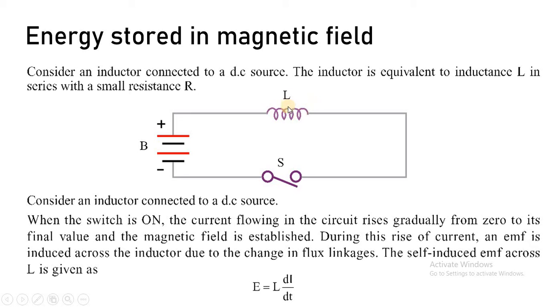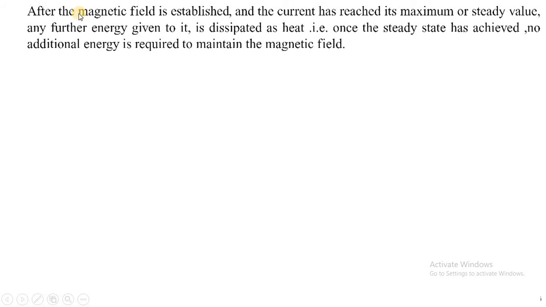Now there is only one coil, so obviously this induced EMF E will be equal to what? L di by dt. L is what? Self-inductance of this inductor or a coil, and di by dt is the rate of change of current. And E is called as the induced EMF, self-induced EMF across that coil L, or across the inductor L. After the magnetic field is established, the current has reached its maximum value or steady state value.